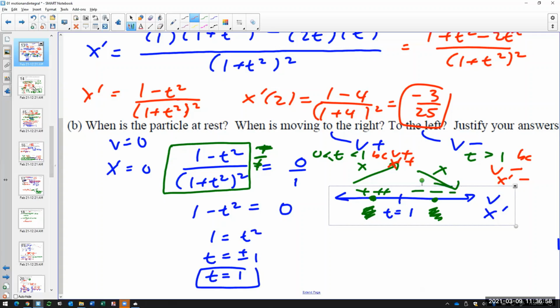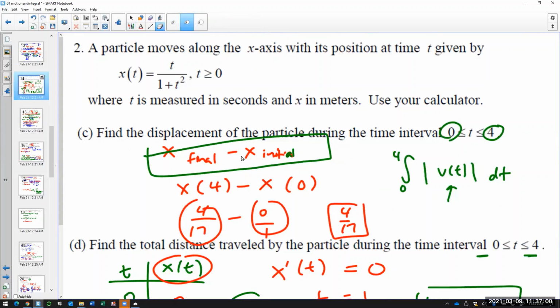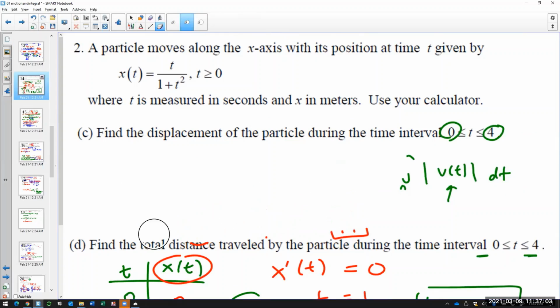Okay, you guys ready for the Whopper? Nope, that's not the Whopper. The Whopper is part E, I think.